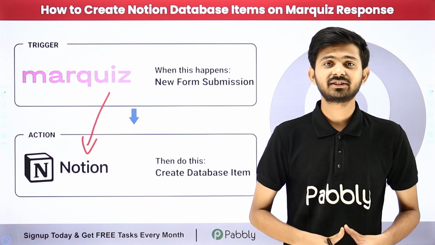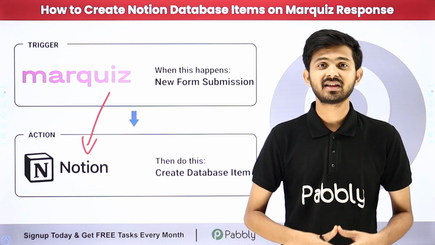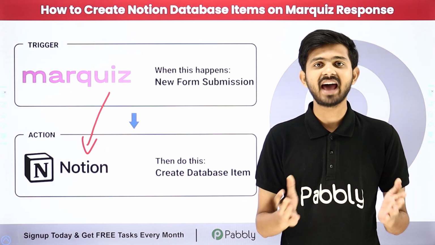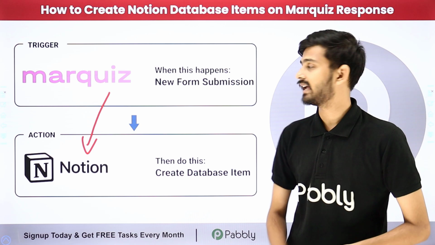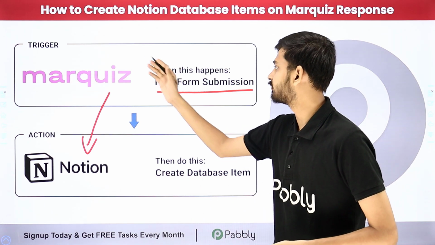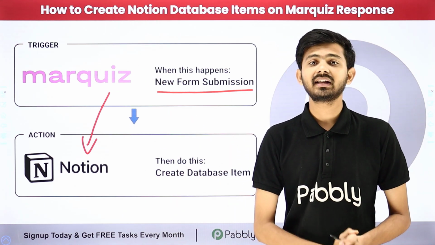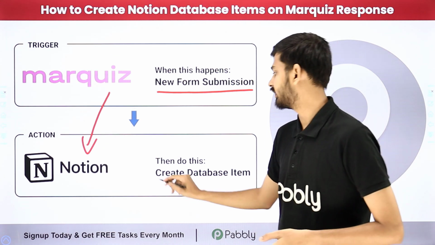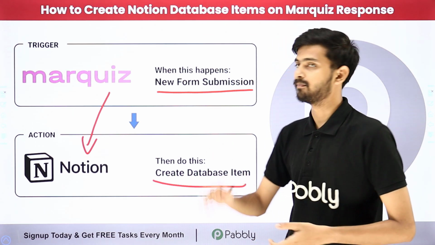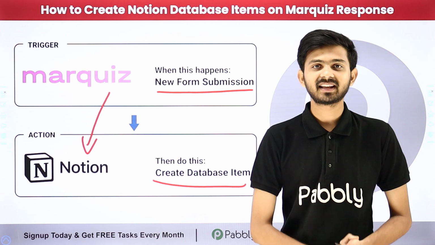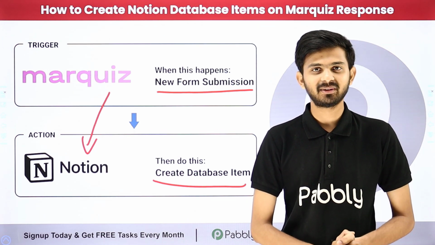So for building this connection, I'm going to use Pabbly Connect, which is an amazing software for automation and integration. Now with Pabbly Connect, as I receive a new form submission from Marquiz, I'm going to automatically add all those details in a Notion database as a database item. So how am I going to build this connection? For that, let me take you to my computer screen.